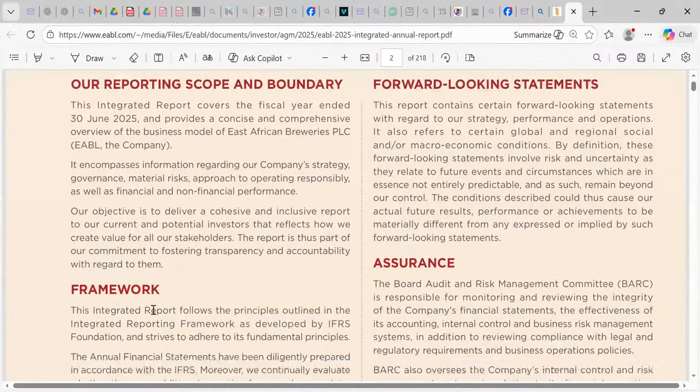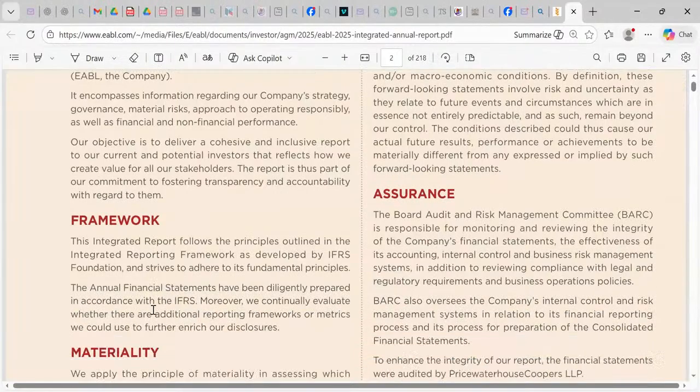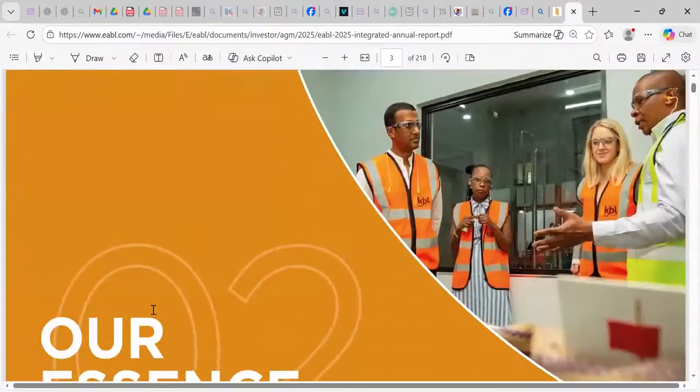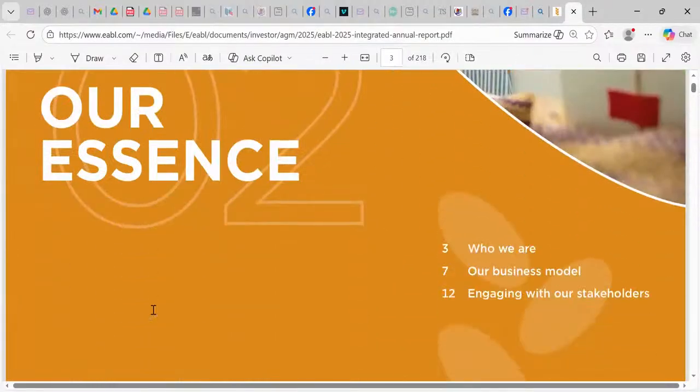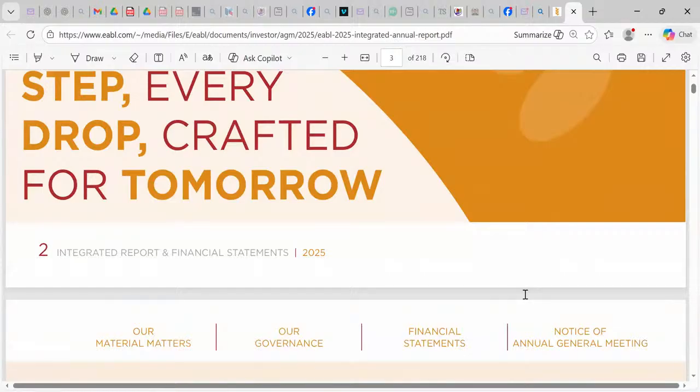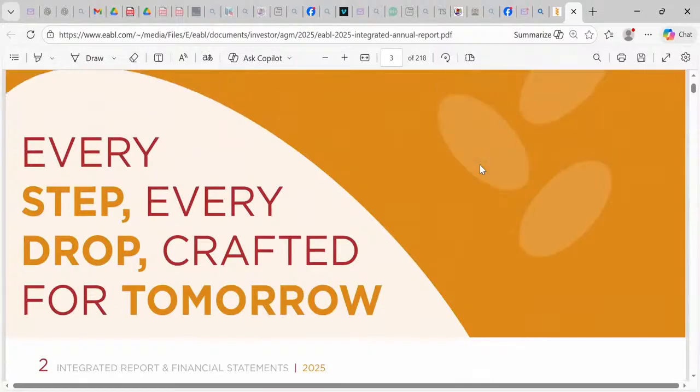Now, the integrated report follows the framework principles. Materiality, so many great things are here, ladies and gentlemen. When you continue: our essence, who we are, our business model, engaging with stakeholders, great stuff. So you can see here, every step, every drop of alcohol, quite unfortunately, but we shall overcome, is crafted for tomorrow. I like how they're thinking about longevity, how they're having their vision there.